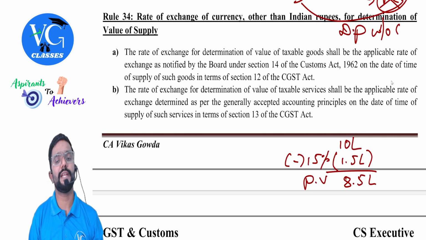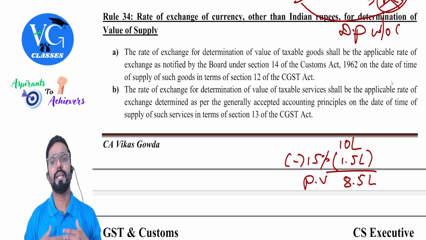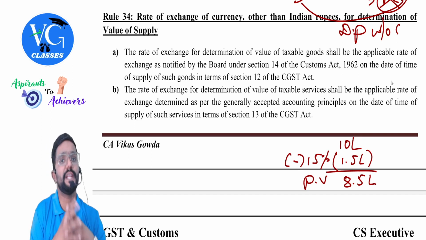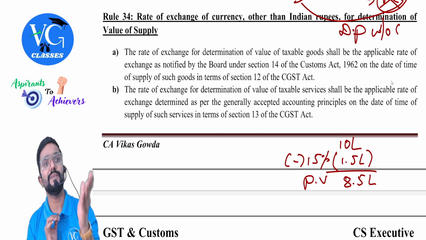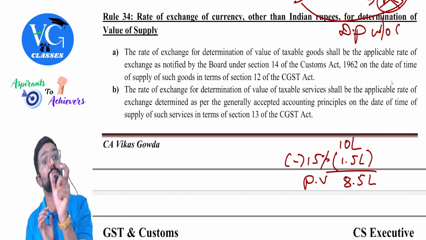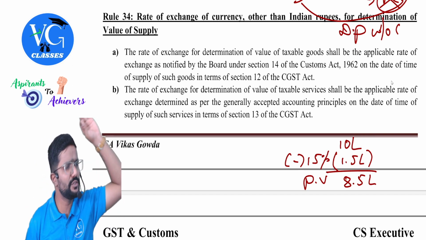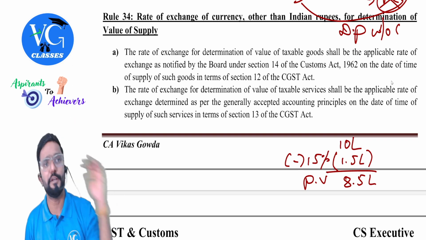Rate of exchange of currency other than Indian rupees for determination of value of supply. Especially, guys, when consideration is received in foreign currency, should we convert that into Indian rupees to determine the value of supply? Yes, value of supply as per section 15 should always be in Indian rupees.